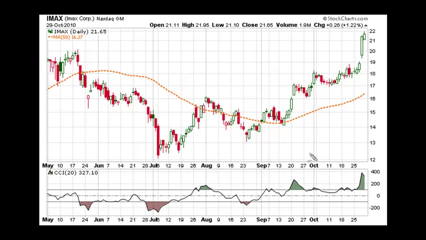Okay, and now we're looking at IMAX, symbol IMAX. And here we have a buy signal that's being generated because CCI is crossing above 0. Okay, and you see also the breakout here. So you would buy here, and it's basically off to the races. And you would not sell the stock until CCI comes back down and crosses below this 0 line.